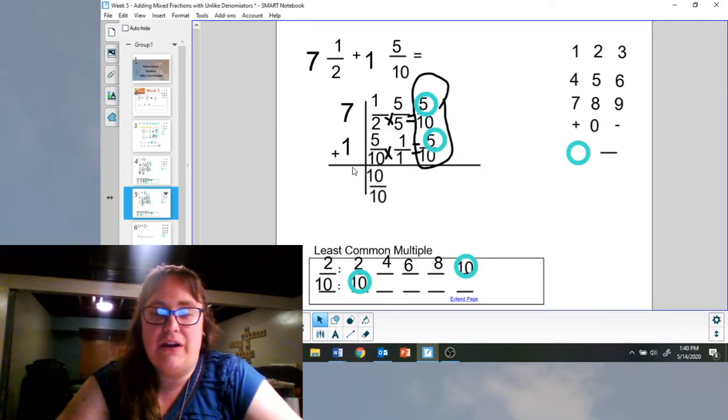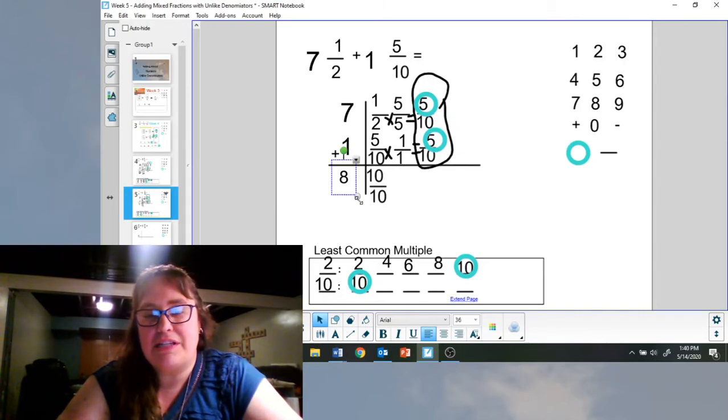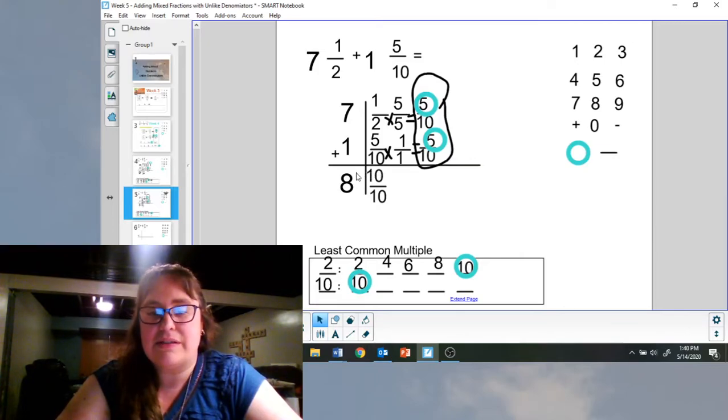And I can come over here and I can add my whole numbers. 7 plus 1 is 8. Don't write it small. It needs to be a whole number. It needs to be larger, because otherwise it's going to look like 810. So I've got 8 and 10/10.